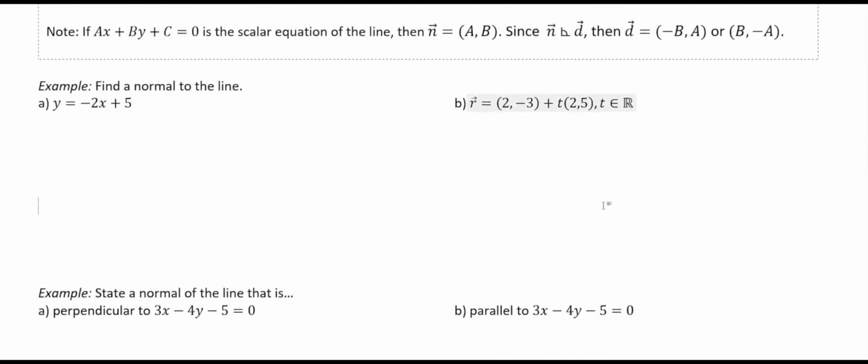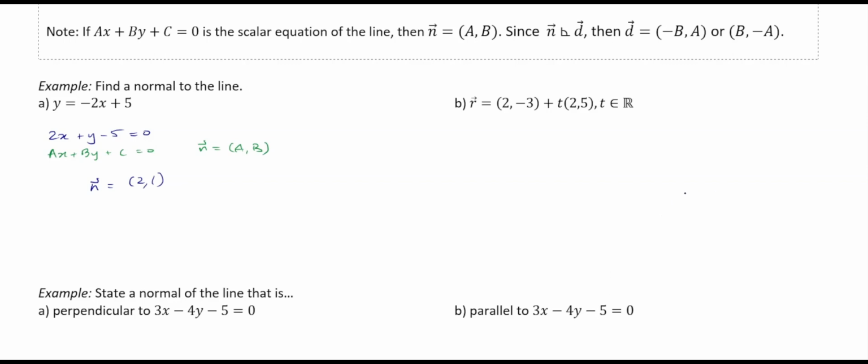Okay, so it says find the normal to this line right here. This one's pretty straightforward. I'm just going to rearrange this. 2x plus y minus 5 is equal to 0. Recall that this is ax plus by plus c is equal to 0. And recall that the components of the normal vector are just a and b. So therefore, the normal vector is given as (2, 1).